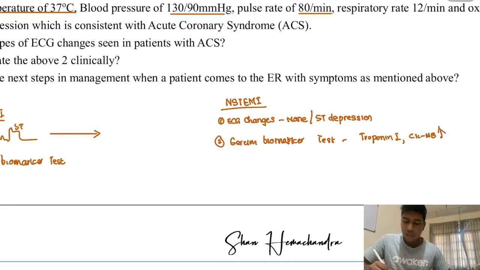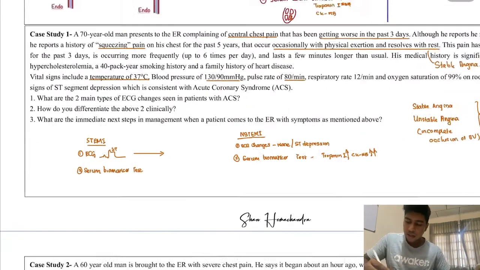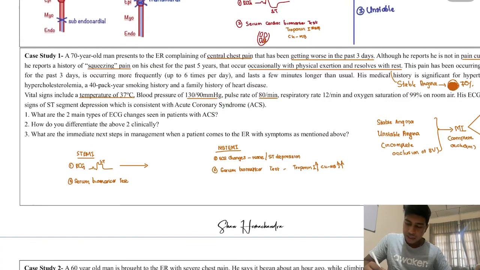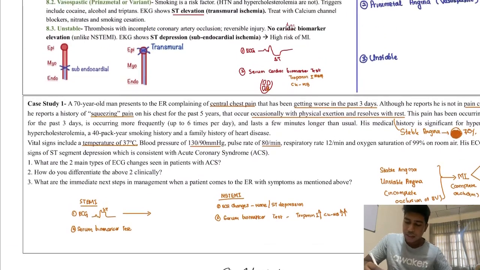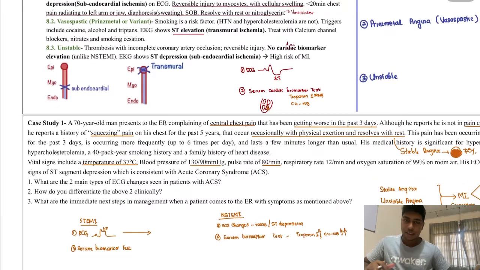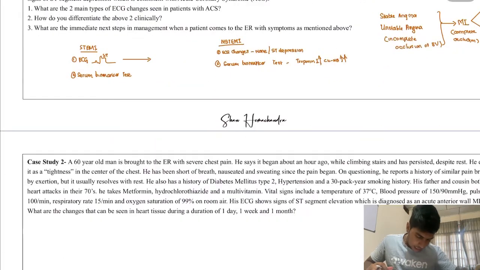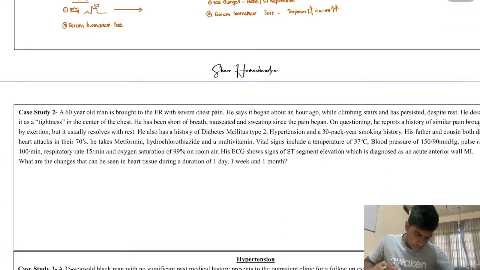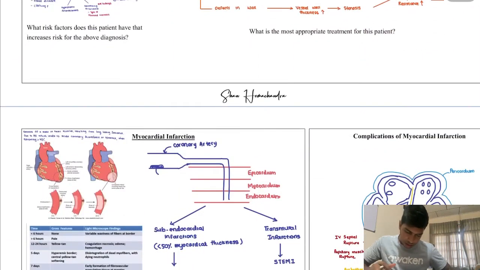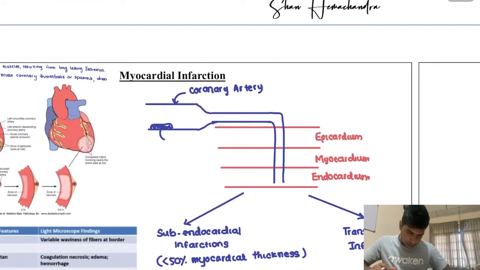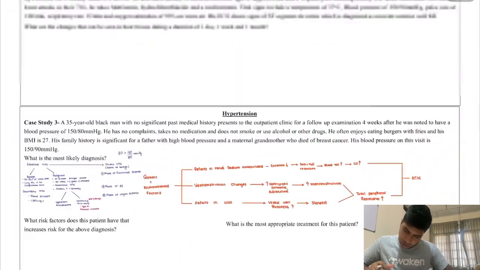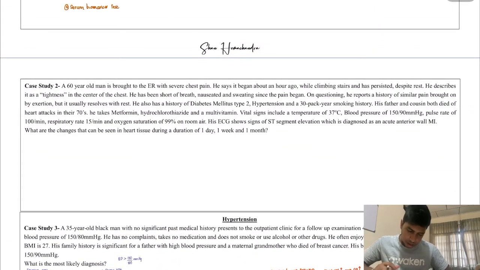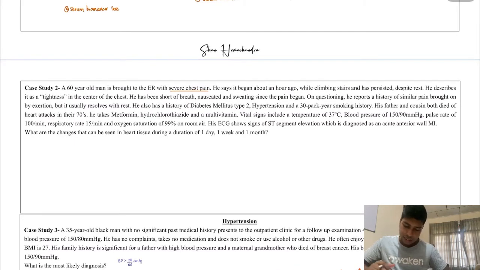So if you see that the troponin I or the CKMB levels have increased, that means the patient has undergone a myocardial infarction. This is important. So why do we get ST elevation and ST depression? The main reason is the location of where the occlusion is. I will come to that to explain why you get ST elevation and ST depression.